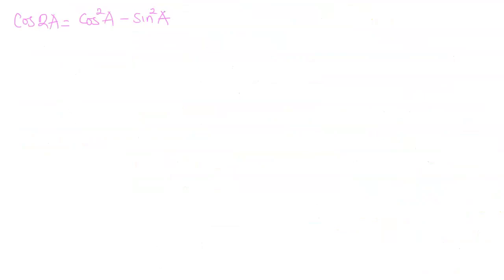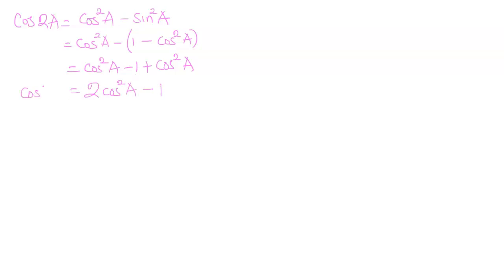Since sine squared A equals 1 minus cos squared A, cos 2A is going to be cos squared A minus, so this becomes 1 minus cos squared A. Expanding this is going to be cos squared A minus 1. Minus minus is plus, plus cos squared A. Cos squared A plus cos squared A is 2 cos squared A, then minus 1. So we can see that the double angle of cos 2A is equal to 2 cos squared A minus 1.